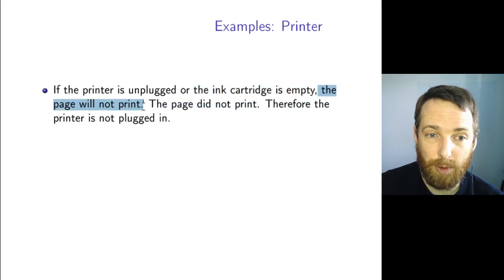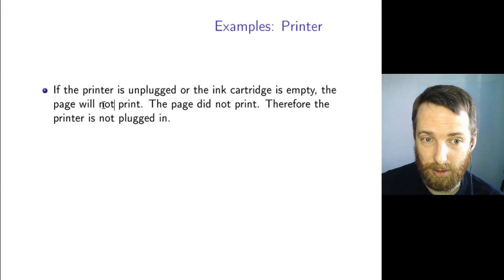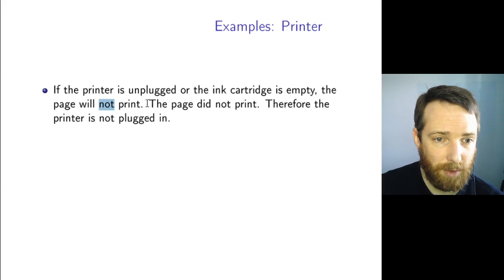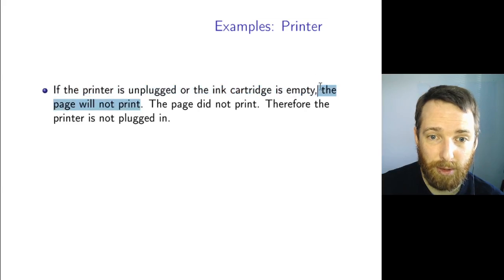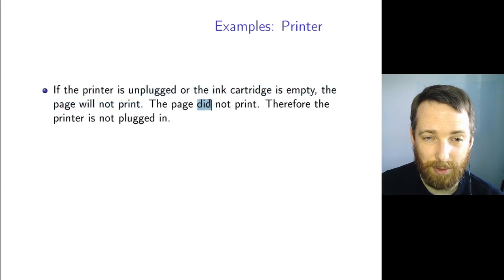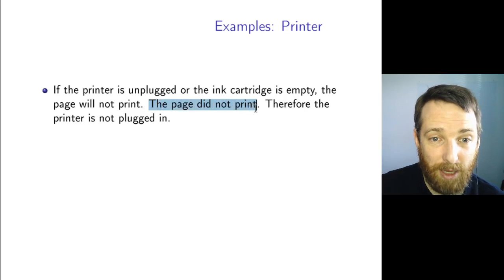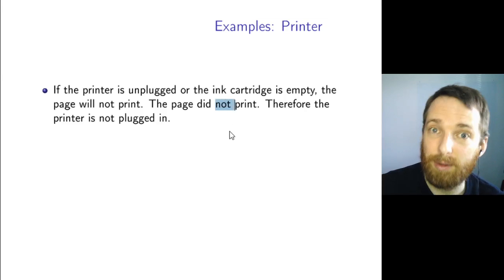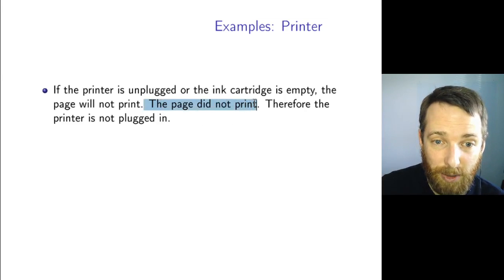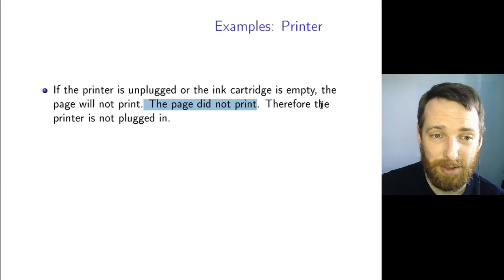The page will not print. Again, that not, maybe that looks like a negation. So maybe we want the page will print. Or maybe we're being funny with tenses, so something like the page prints. Maybe that's an atomic sentence. So now here we have the page did not print. Not, that looks like a negation. So then we're left with the page did print or the page prints. That looks like the same atomic sentence as before.